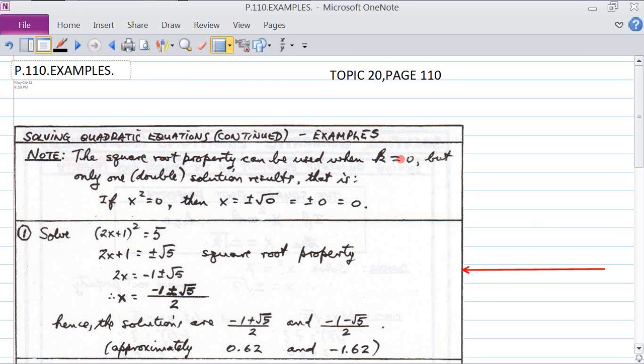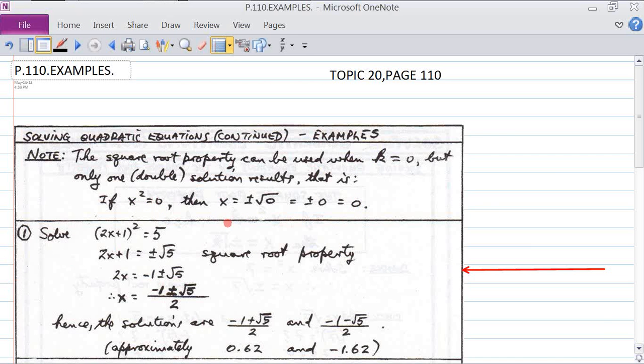The square root property can be used when k equals 0, but only one double solution results. That is, let's say x squared equals k, but k equals 0, and we take the square root of 0, you'd say plus or minus 0. Well, there's no difference between plus or minus 0. There is only 0. So there's really only one solution, 0. So if x squared equals 0, then x equals 0.